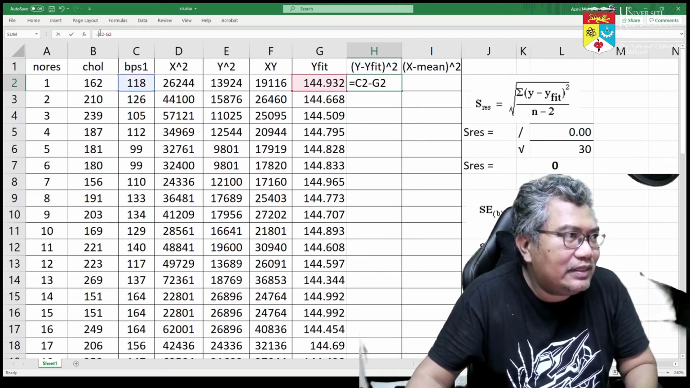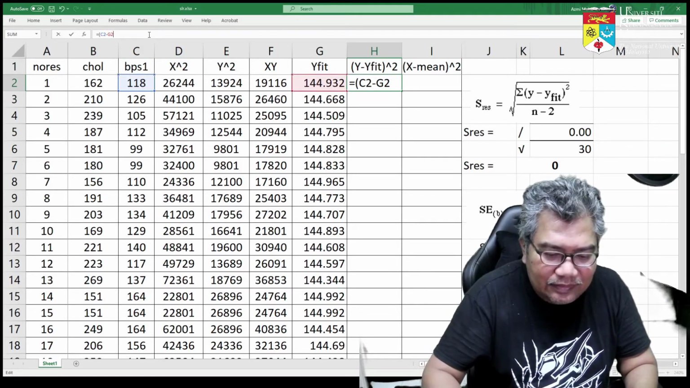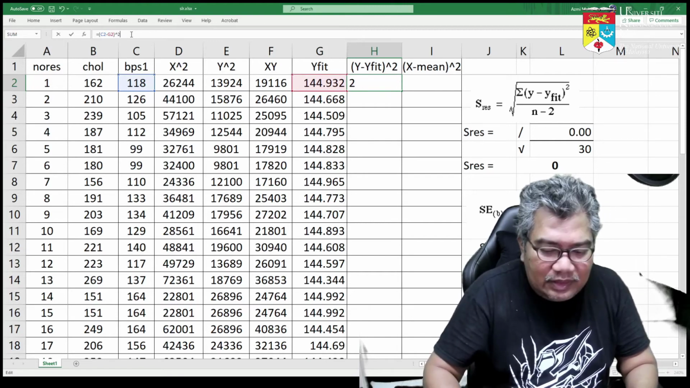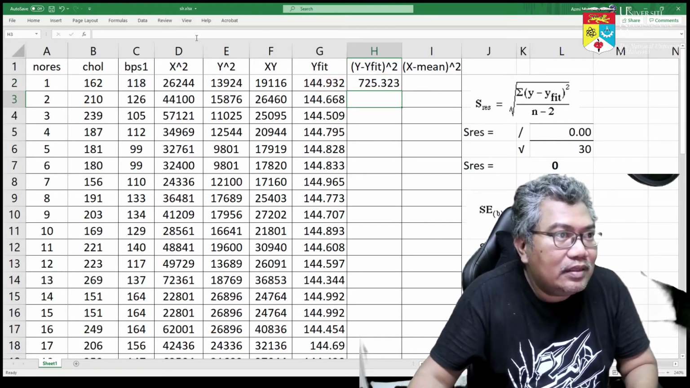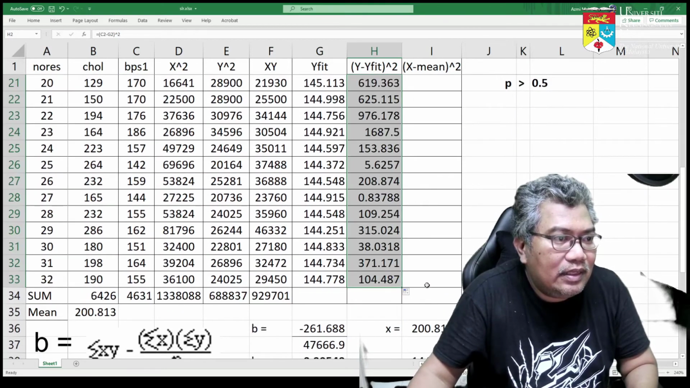Remember, we have to square it. So we square it. Press enter. Then we pull it all the way down. Okay, and that's how we got the value.